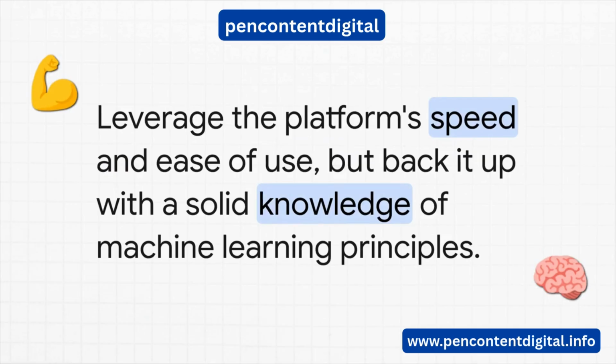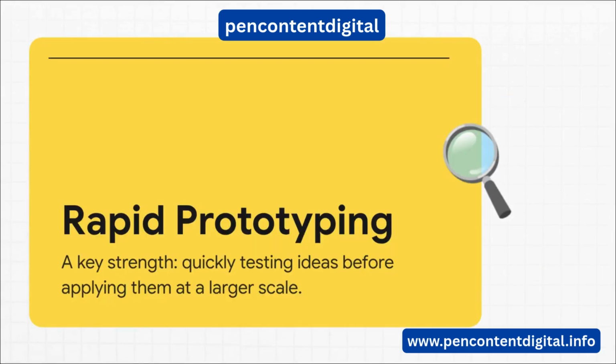The successful strategy is a blend. It's where you leverage the platform's speed and its ease of use, but you back it up with a solid understanding of machine learning principles. The tool becomes an accelerator for your knowledge, not a replacement for it. And this strategy reveals one of its absolute greatest strengths: rapid prototyping. You can quickly build and test a dozen different ideas in the time it might take you to code just one. This makes it perfect for exploring possibilities before you commit to a huge full-scale project.